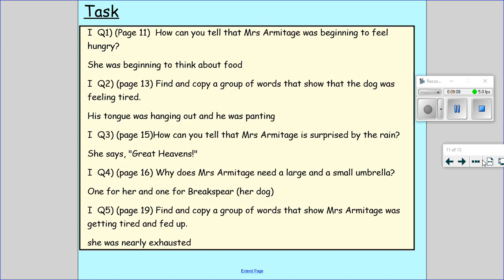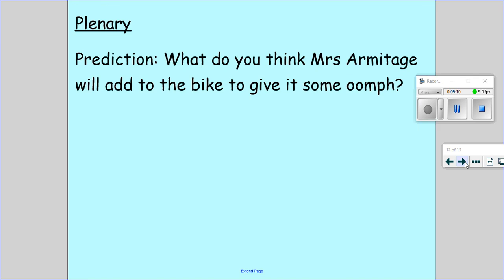And just for the final task, I would like you please to make a prediction. What do you think Mrs. Armitage will add to the bike to give it some oomph? What do you think she's going to add to it? Okay, and that's it for today. So make that final prediction.